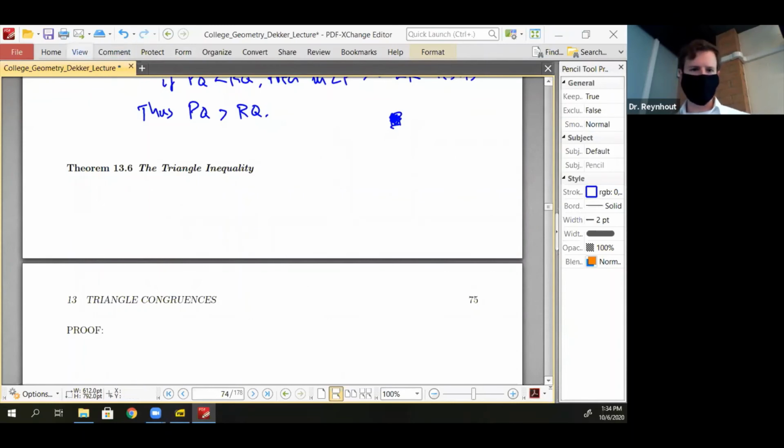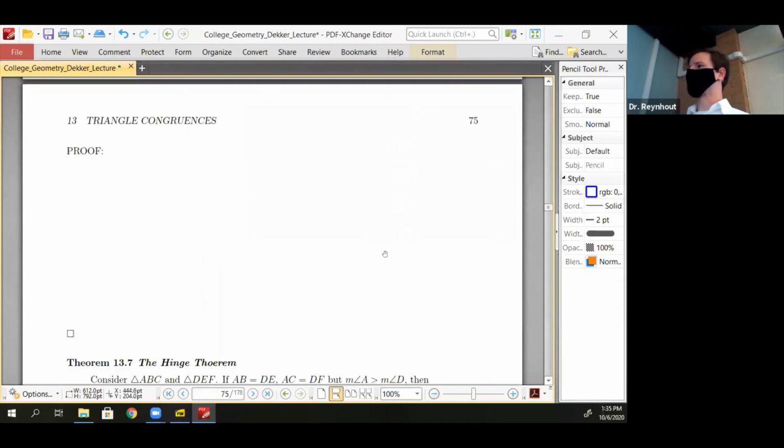Okay, so the triangle inequality. If we are given some triangle ABC, then what we have is that the sum of the lengths of 2 sides is greater than the length of the third side. And that's all that this theorem states. Side length AB plus side length BC is greater than side length AC, which I think is pretty straightforward in terms of understanding what that's trying to say.